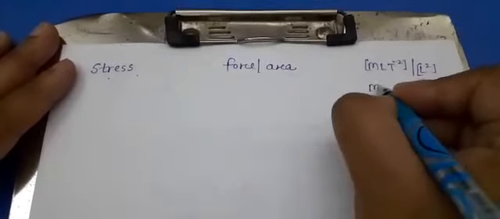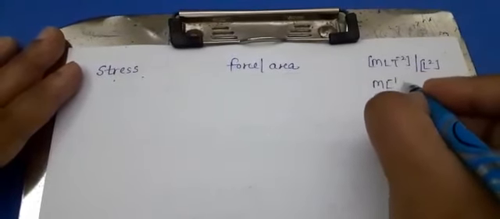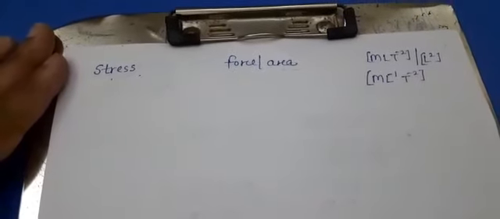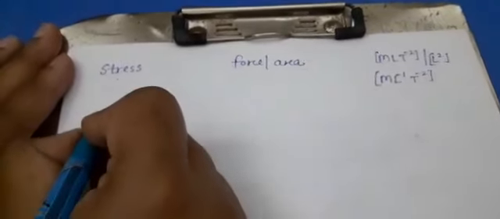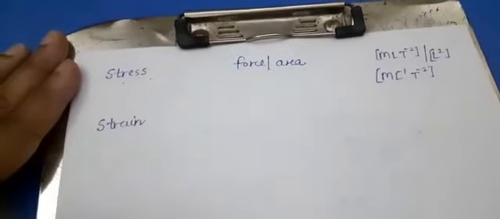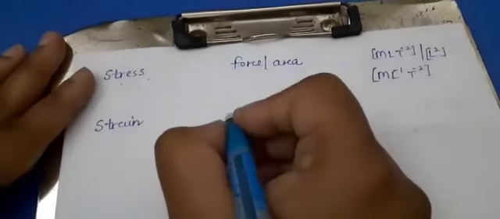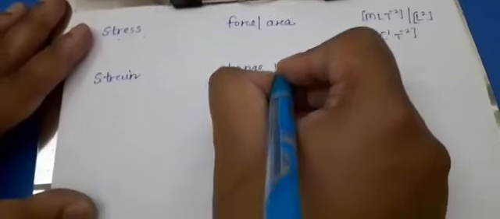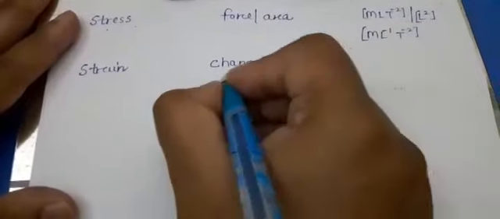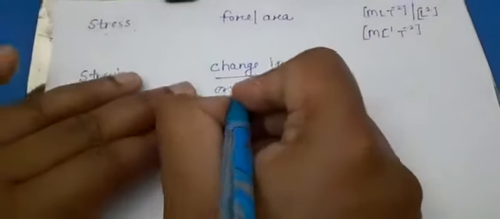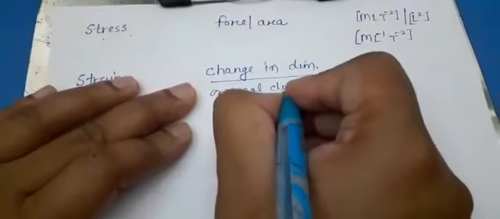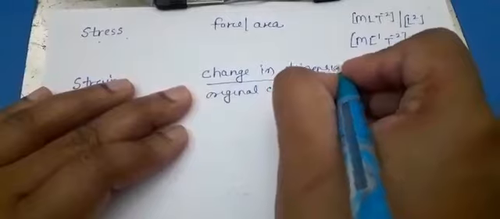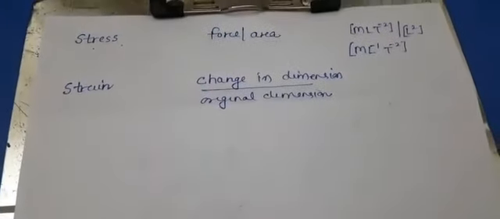So it will be M L raised to the power minus 1, T raised to the power minus 2. Next is strain. Strain is a term that is taken as change in dimension to the original dimension. Dimension can be length, volume, it can be any.